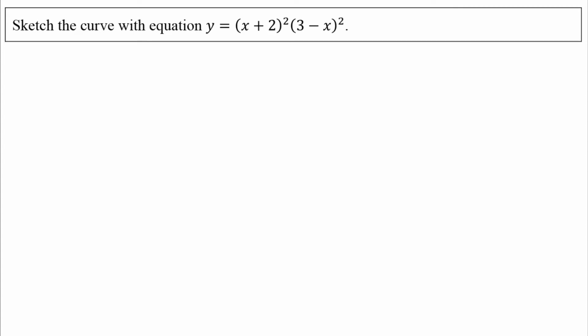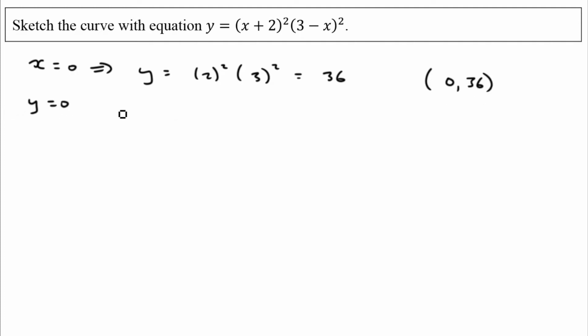In this example, we have to sketch the curve with equation y equals x plus 2 squared, 3 minus x squared. So, if x is 0, then y will be 2 squared times 3 squared, which is 36, so we have an intersection point at 0, 36.